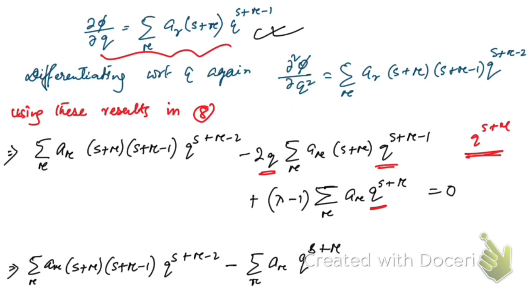Now, here you see what we're going to do. Within the bracket, we have got 2(s+r) minus lambda minus 1, into only lambda minus 1, which is equal to 0. That's what we have got. Let me copy this last step and go to the next slide. So here is the last step that we have got.